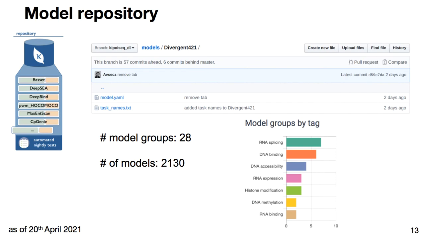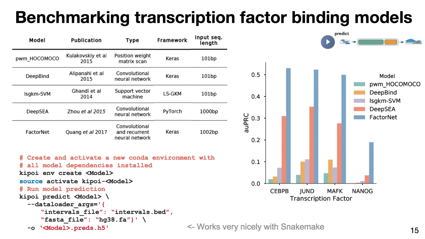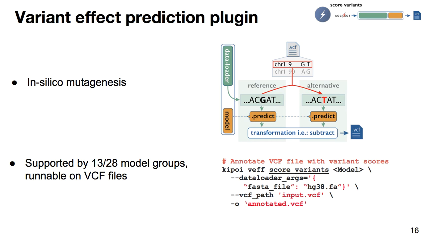Each model is stored on Kipoi's GitHub repository. As of today, there are 28 model groups covering over 2,000 individual models across various genomics areas. Kipoi models can be accessed via Python, R, command line interface, or as Docker containers. Typical applications include seamless benchmarking of models. Here is an example of comparing transcription factor binding predictions across various models, which is achieved with a generic command line.